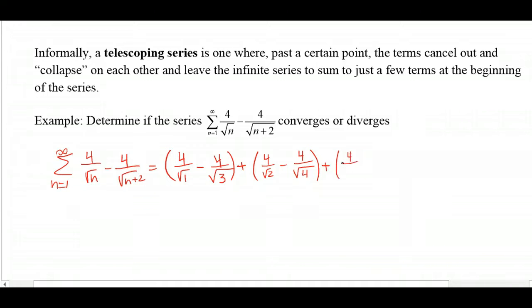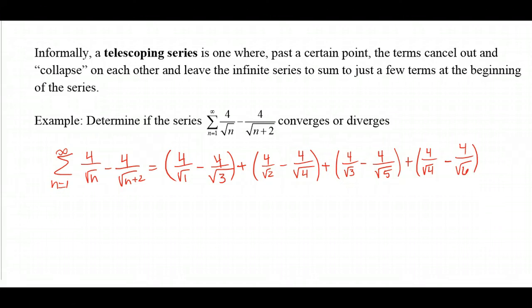So plus 4 over the square root of 3 minus 4 over the square root of 3 plus 2, so 5, plus 4 over the square root of 4 minus 4 over the square root of 6.